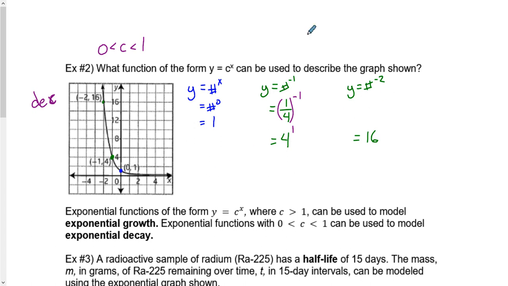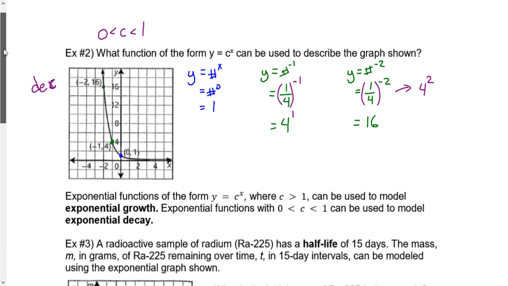If you do the exact same thing with the -2, 1/4 to the power of that -2, you flip the base. Let's do a little side note here. You flip that base because of that negative, now that's becoming 4 to the power of 2. 4 to the power of 2 is 16. So determining the equation, sometimes it takes a little bit of extra work. It takes some good educated guessing.